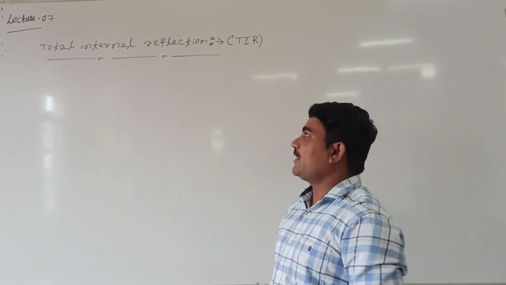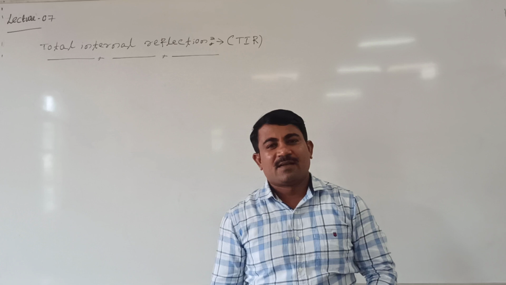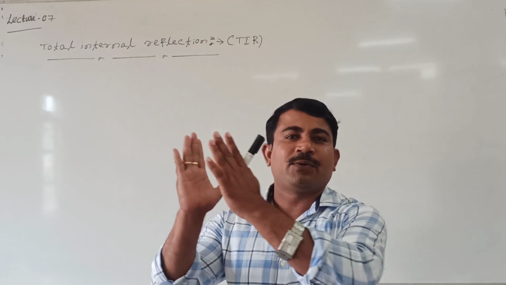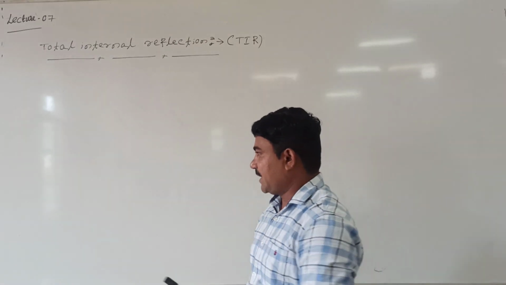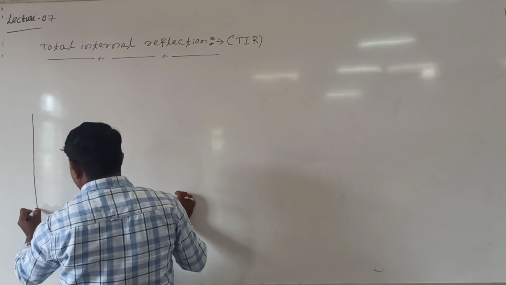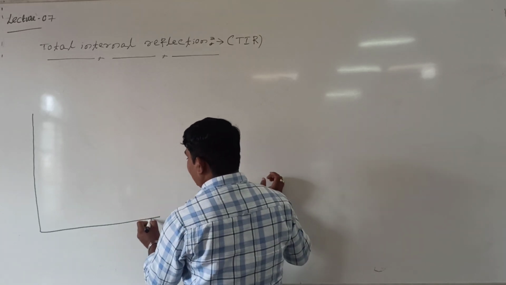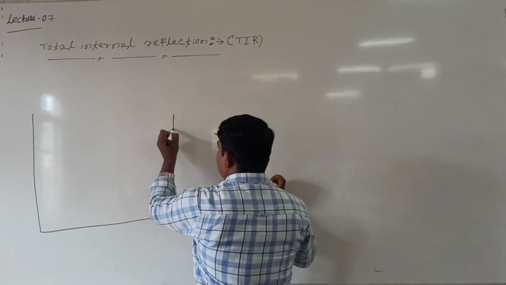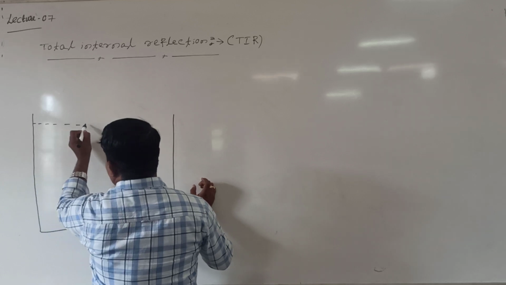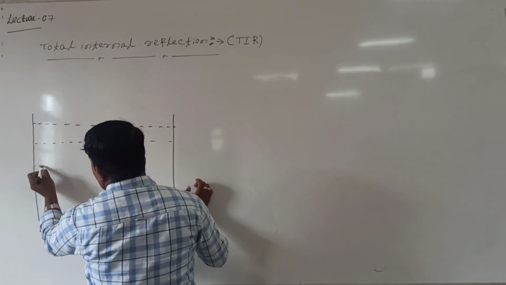To understand the concept of total internal reflection, or simply TIR, let us take a water medium. In water, the ray of light travels from water to air, that is, from water to a rarer medium. See here, this is the water medium. I will take it as the denser medium. Are you following me? Consider this as the level of water.